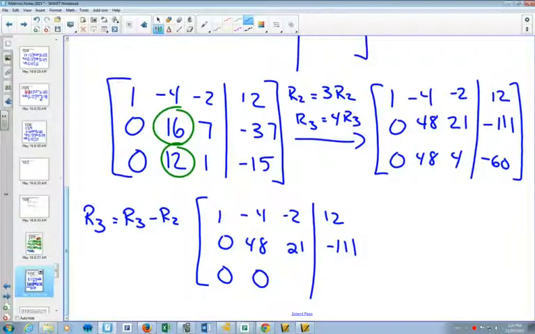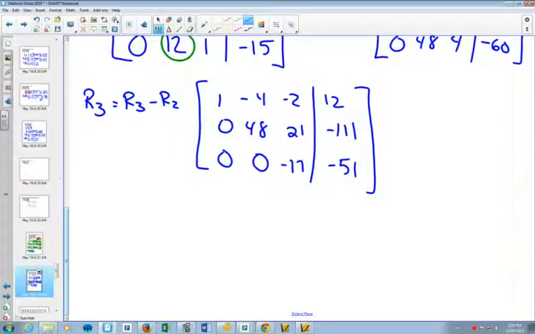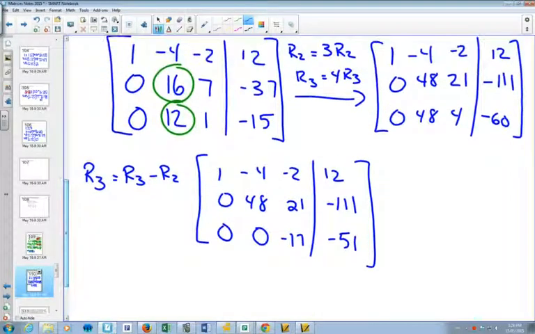By just subtraction. So 4 minus -17 and -111 minus -51. Oh, no, sorry, +51. -60 minus 111 will be +51. And now I can take row 3 and divide it by -17.